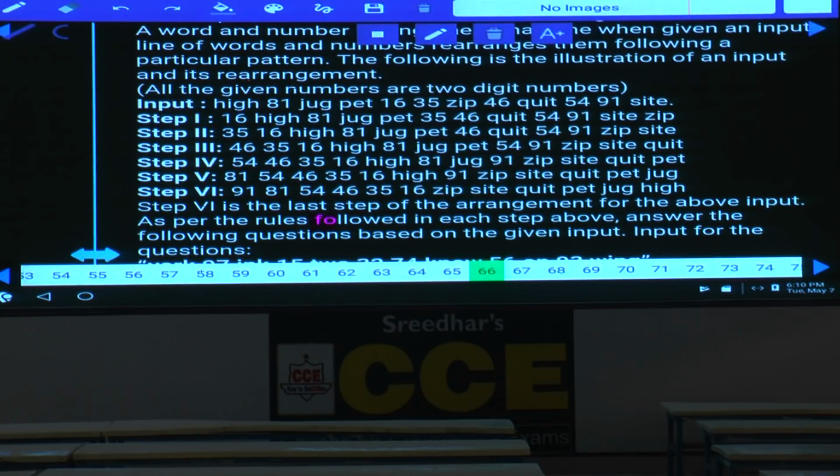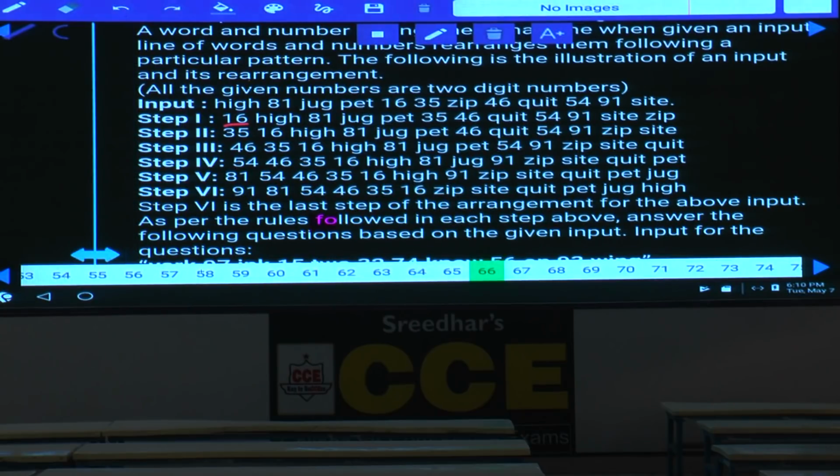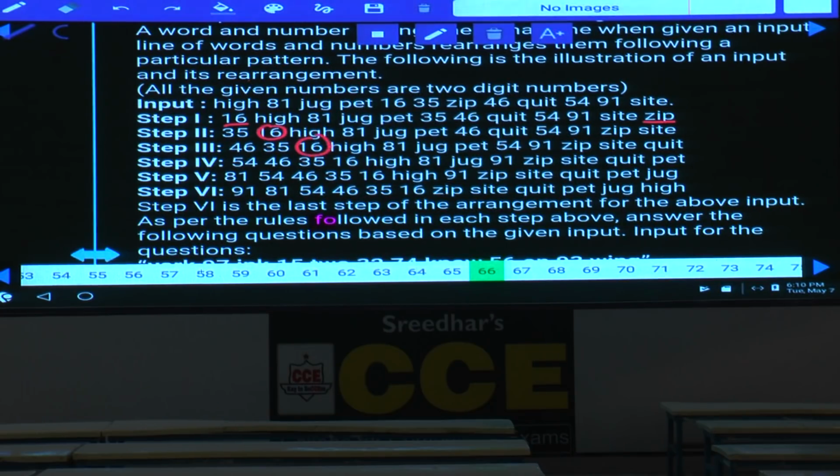Now input to step 1, if you observe here. Now 16 is coming to the first place, isn't it? And 16 hug 81. Then what is the next one here? Zip. Now this zip is arranged at the last place. 16 and zip. That means the least number at the first place, the highest word at the last place. From there onward 16 shifted to the second place, third place, 4, 5 and 6 in further steps. And the zip shifted to which place? 11, 10, 9, 8, 7 in further steps. And the words were shifted to the left-hand side, numbers were shifted to the right-hand side.